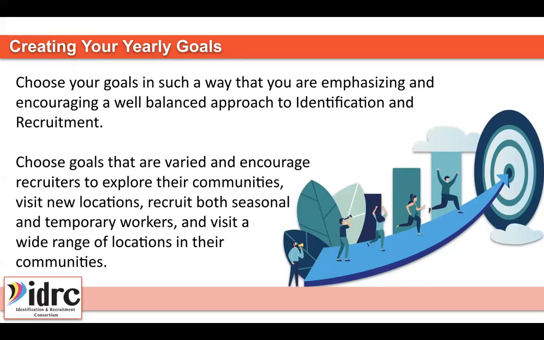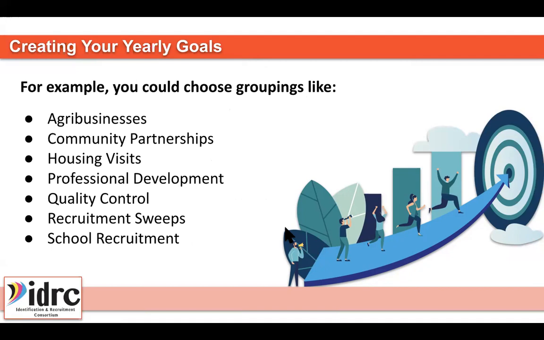Choose goals as well that are varied and encourage recruiters to explore their communities and visit new locations. They recruit in both seasonal and temporary work and visit the wide variety of locations in their communities. So for example, some groups that you might choose to focus on for your goals could include the agribusiness group, which is visiting farms or processing plants in your area. Community partners groups, which is working with those organizations. Maybe you struggle with making those connections, and so you choose that as a goal that you want to work on this year. Housing visits, professional development, quality control, recruitment sweeps, and in-school recruitment.